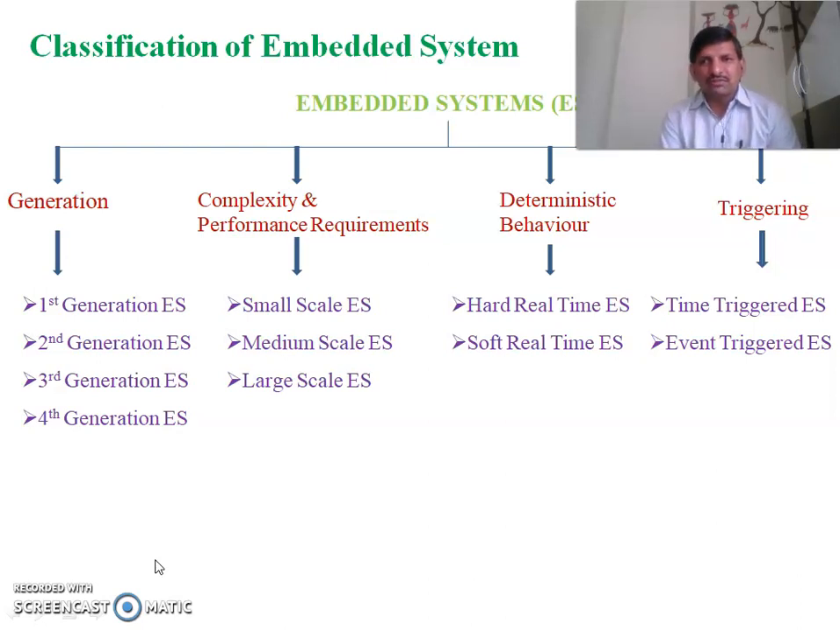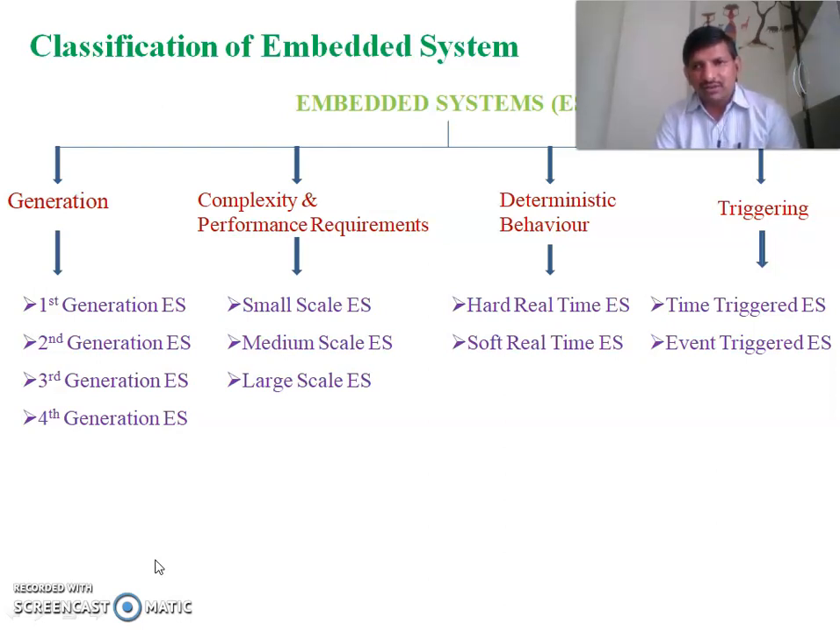Next, coming to third generation, the technology advances lead to the design of application specific integrated circuits and digital signal processors, which improve the performance, like improving the speed. So third generation embedded systems are designed by using 32-bit microprocessors or 16-bit microcontrollers. They also contain application specific integrated circuits or digital signal processors, and the firmware is developed by using an embedded operating system.